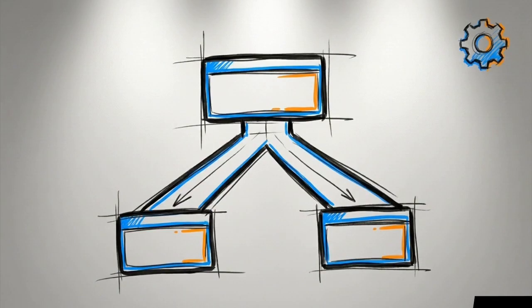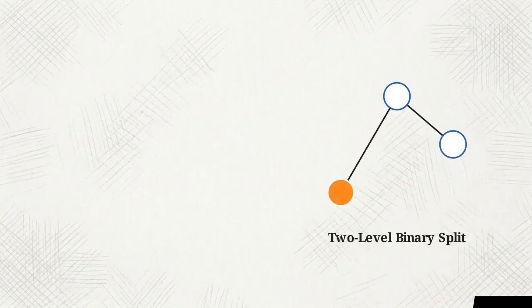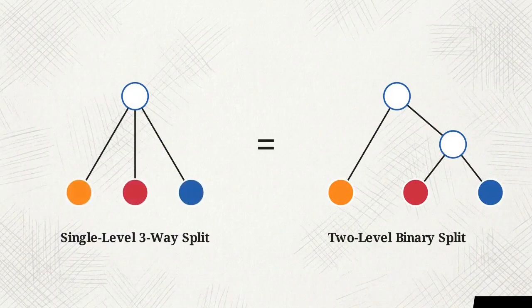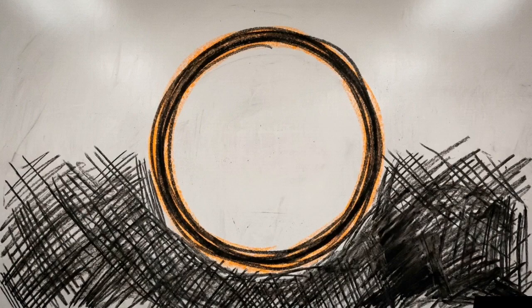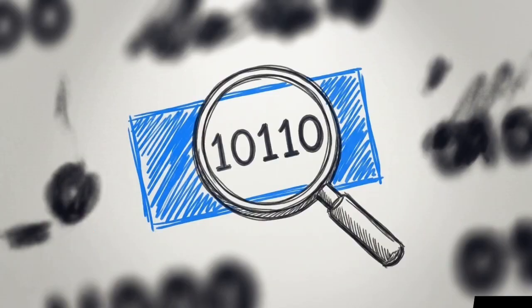In modeling libraries like scikit-learn, every node is programmed to split into exactly 2 child nodes. This 2-level binary split is functionally equivalent to a single-level 3-way split, but it significantly reduces the computational demand on the system. To manage these splits, the model operates as a greedy algorithm. It does not plan the entire architecture in advance. Instead, it looks only at the current node to find the immediate, most optimal split.